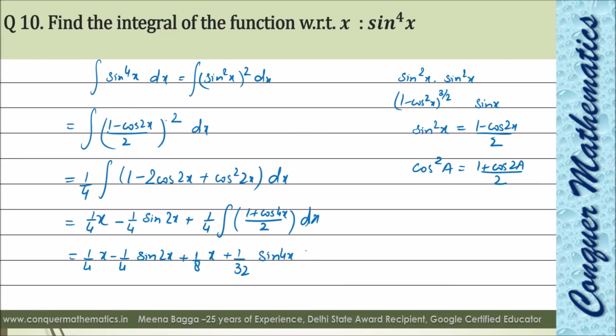And constant of integration. Definitely we can add like terms. 1 by 4 plus 1 by 8 would be 3 by 8. So this will be 3 by 8 x minus 1 by 4 sine 2x plus 1 by 32 sine 4x plus constant of integration. Okay, so you must recall all these formulas.